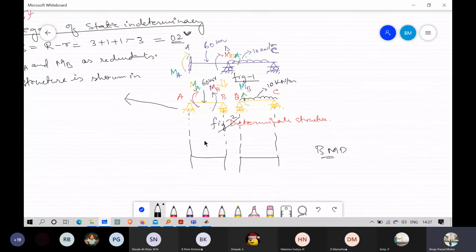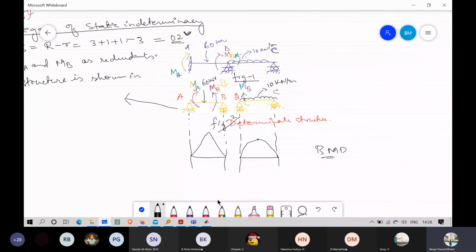At the center, sir. At the center, meaning where the load is placed. Yes, where the load is placed. And what about span BC? It will not be at the center, it will be an ellipse. Yes, the maximum bending moment will be at the center.